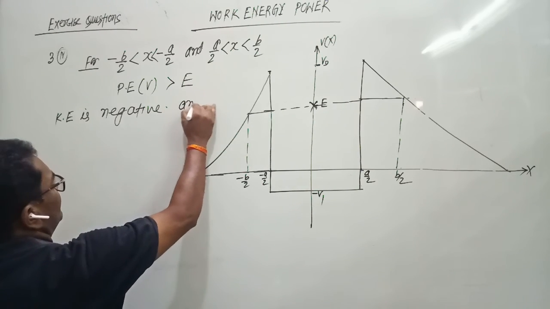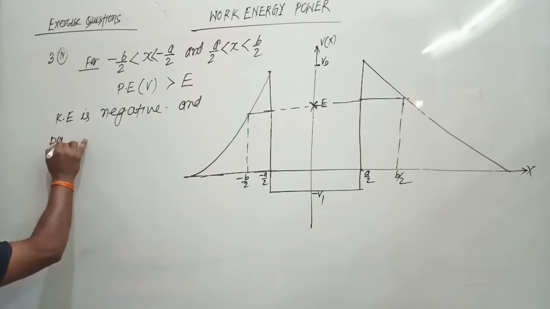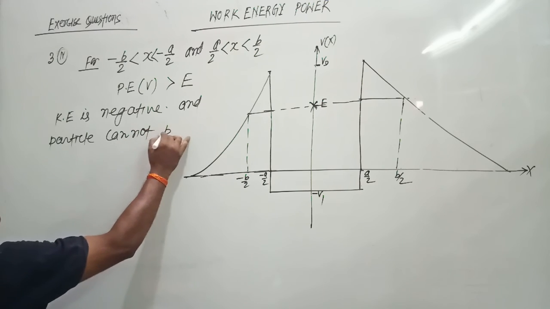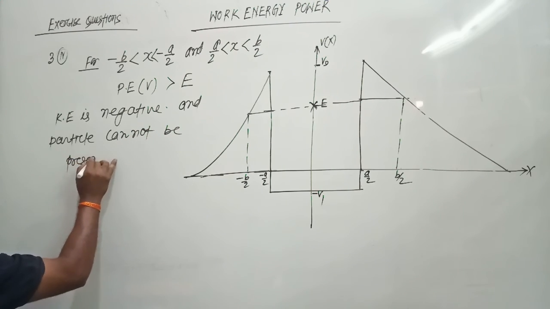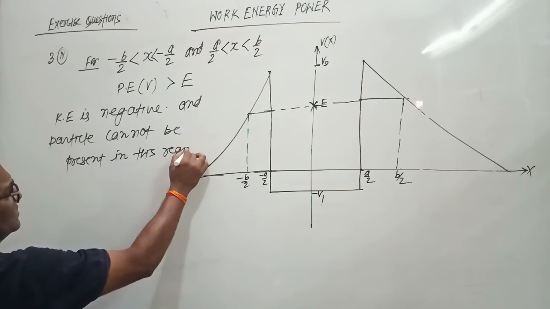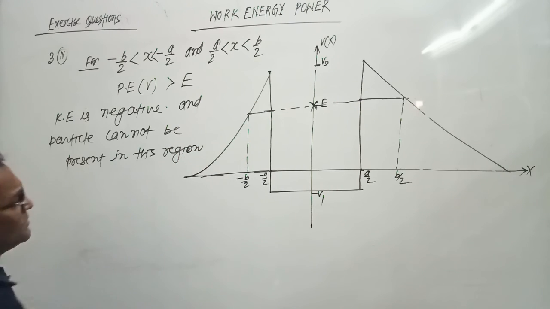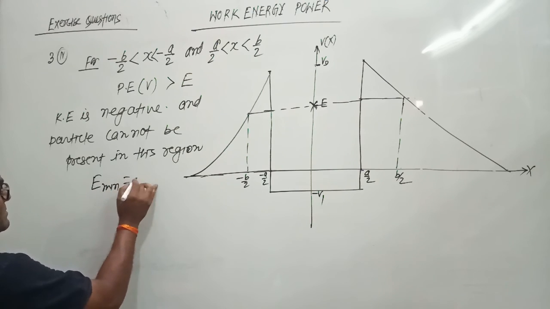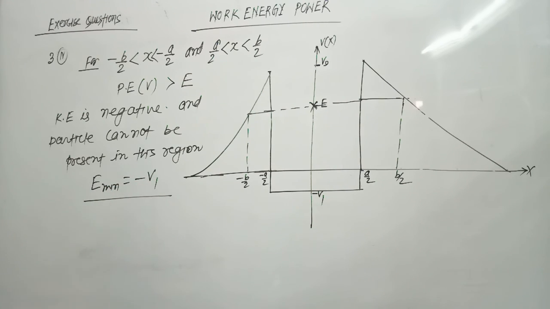Kinetic energy is negative and the particle cannot be present in this region, and the value of E minimum is minus V1. The minimum energy equals minus V1.